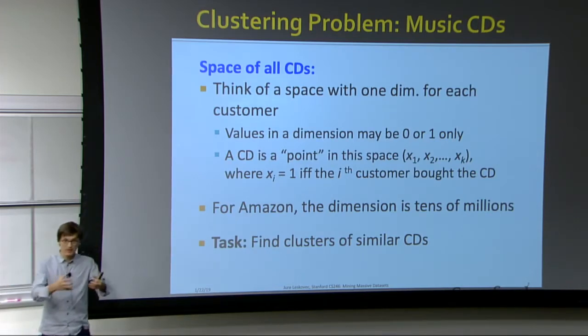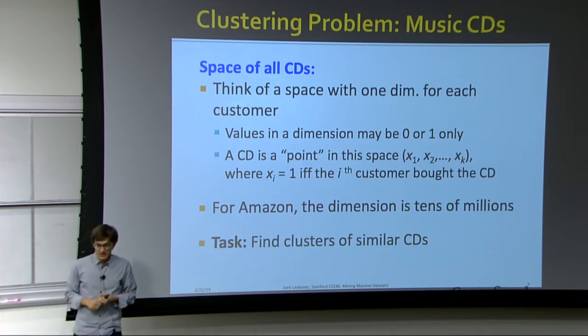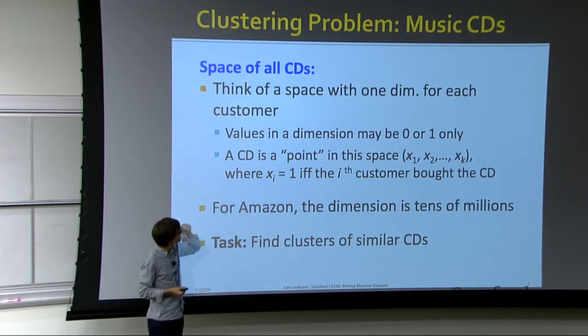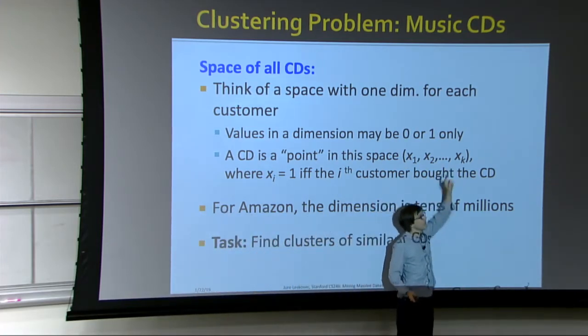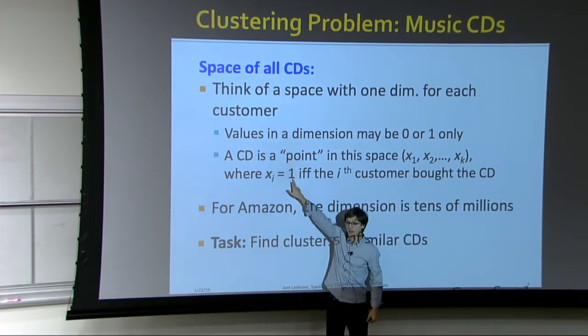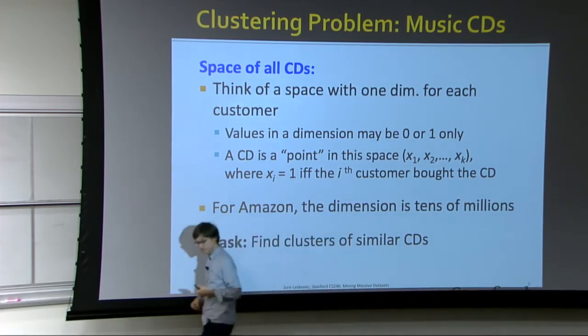what I did is I was able to take the CDs and represent them as these high dimensional vectors of sets, right? And I can now think of a CD as a point in the space where I have one dimension for every user. And if that particular customer bought the CD, I set that part of the vector to 1. And if they haven't bought it, I set it to 0, right?